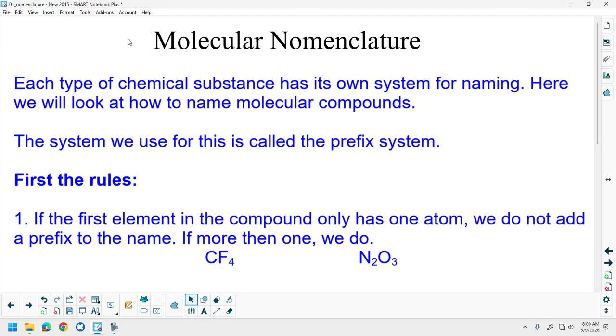Okay, so today we're going to be talking about how to name binary molecular compounds. So far we've only been working on naming ionic compounds, which are combinations of metals with nonmetals or a cation with some sort of polyatomic anion. Well, for molecular compounds, now we're talking about working with combinations of nonmetal atoms to other nonmetal atoms.